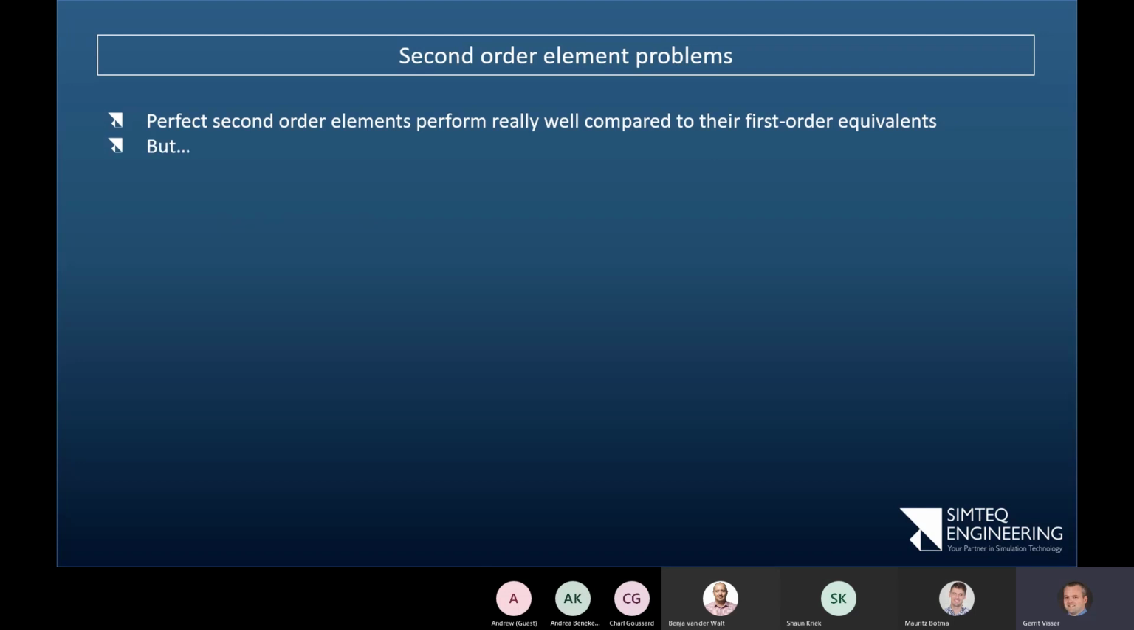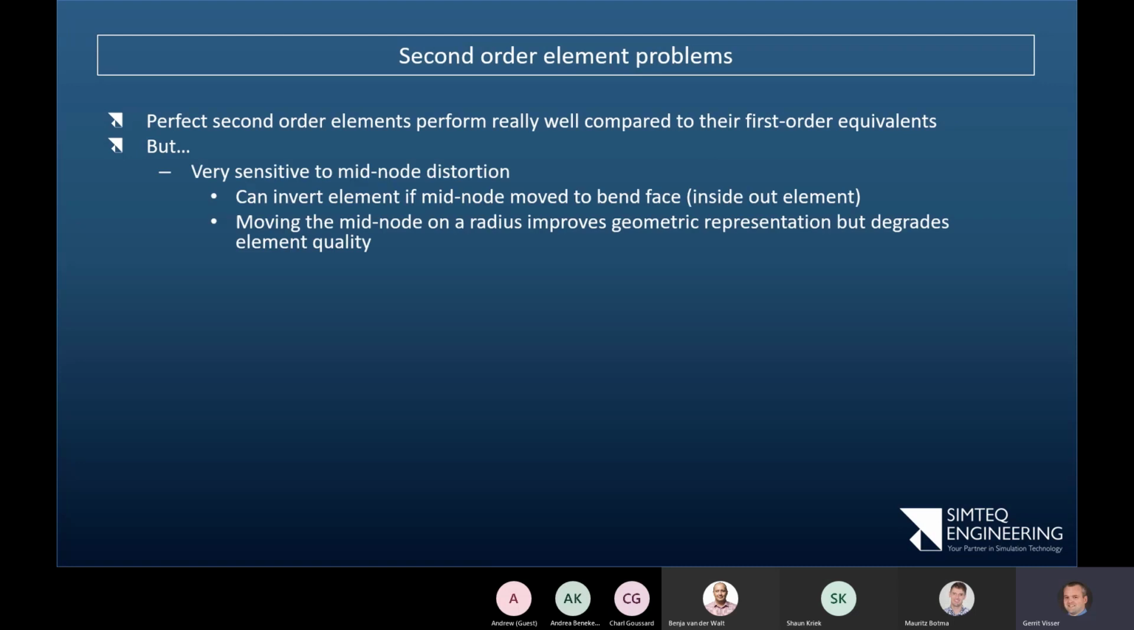There's unfortunately a but when you look at second order elements, and it's a long one. Second order elements are very sensitive to mid-node distortion. If you take that mid-node and move it normal to the edge or normal to the face, effectively we're generating a parabolic face, which we can nicely use to approximate a circular section, for example. The downside is we're moving the integration points closer to the surface, and we get to the point where some of those integration points may actually lie outside of that face. I'll show you some examples of that later.